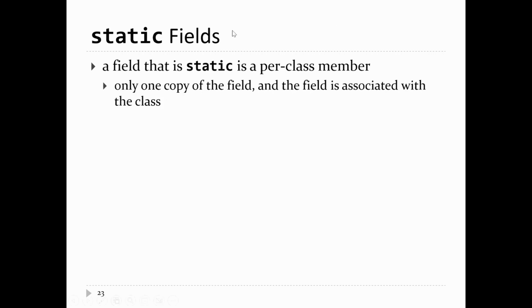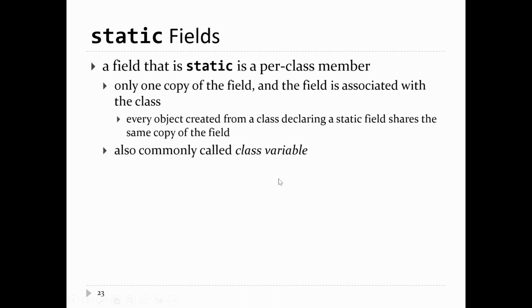Can you have static and non-static fields? The answer is yes. Remember, static fields are just fields that belong to the class. They don't belong to individual objects. What does that mean? There's only one copy of the field. The field is associated with the class. If an object accesses the field, it's the exact same field that every other object accesses. In Java, you'll see these commonly called class variables, because it's a variable that belongs to the class, not to an individual object.